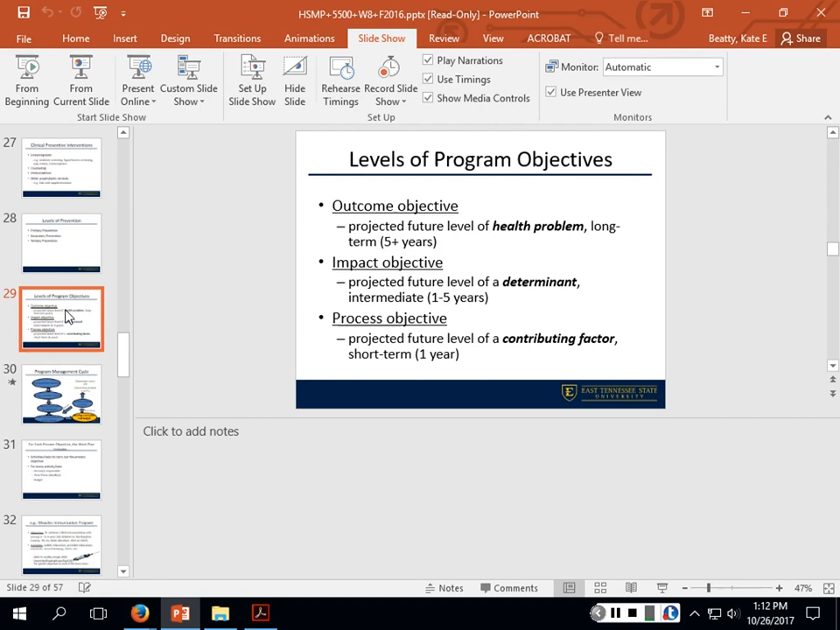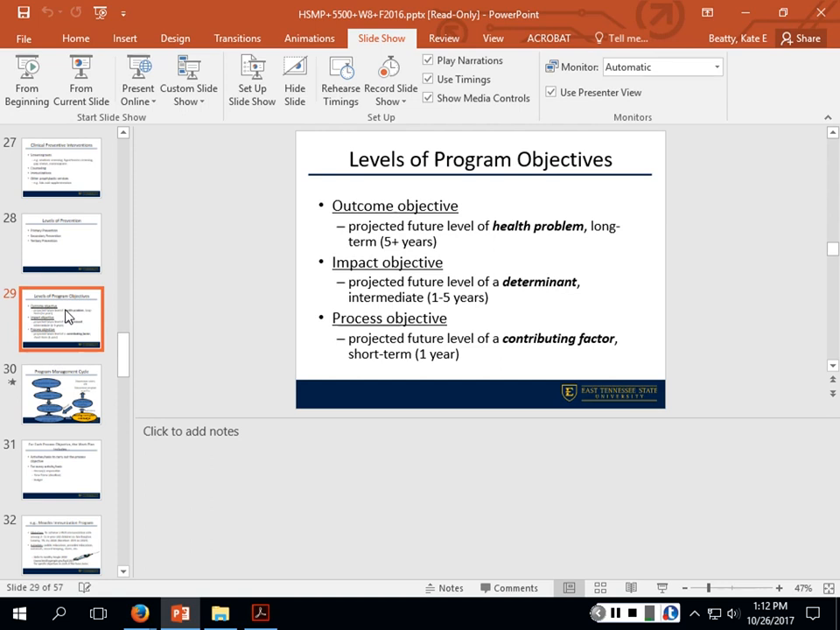Okay? And we also discussed how our intervention activities will really focus on the process objectives or the short-term objectives. So for each process objective, we need to develop a work plan, also known as an action plan, that includes the different activities or tasks needed to achieve that process objective.